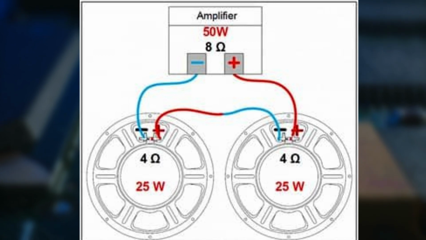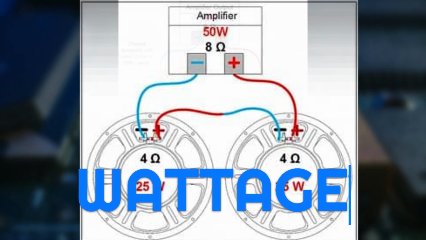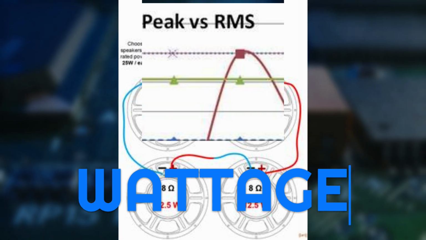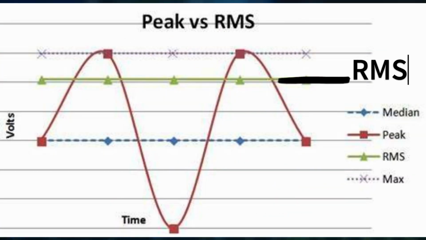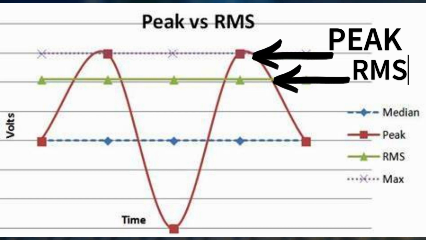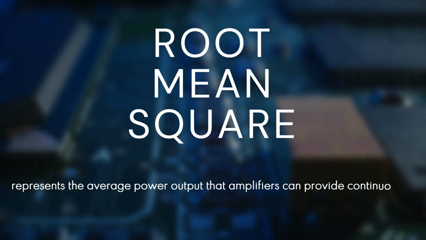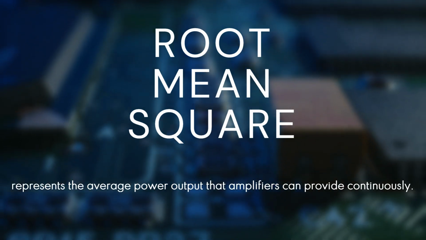The power of an amplifier is measured in wattage, and it indicates how much power it can deliver to the speakers or subwoofers. The power rating of an amplifier can be given in two ways: RMS power and peak power. RMS stands for root mean square, and it represents the average or continuous power that an amplifier can produce.